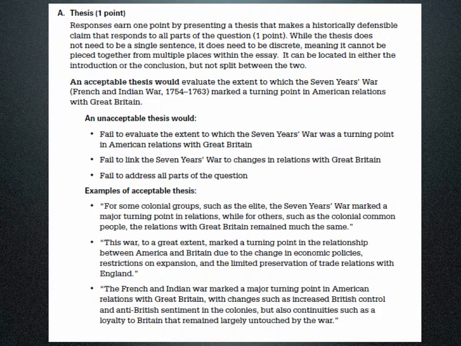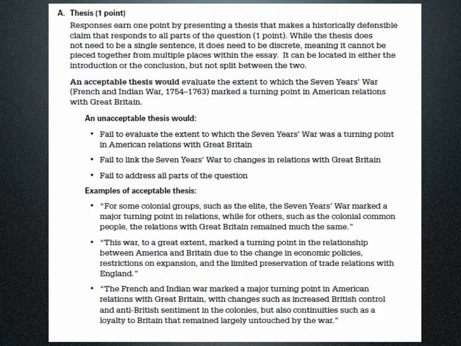Okay, this is the actual fleshed out scoring rubric that is given to people who score these exams, and I want to focus in down here toward the middle of the page for examples of acceptable thesis. These are several that let you see how a student can develop a thesis, and that it will have more than one part and it will be specific.